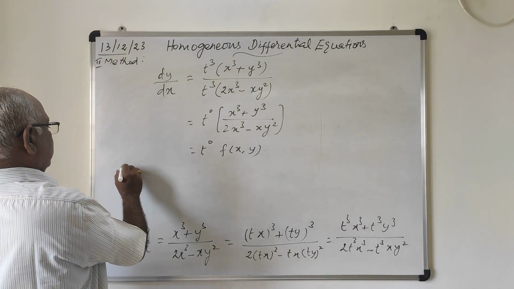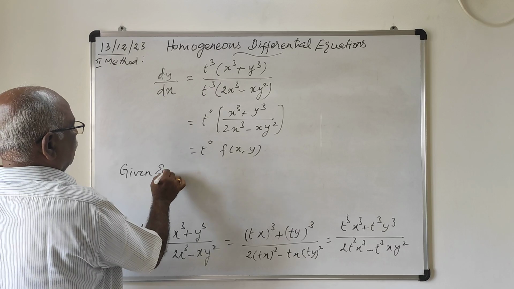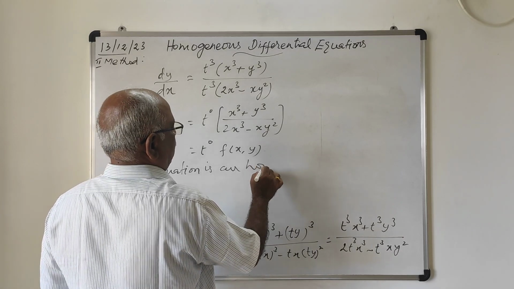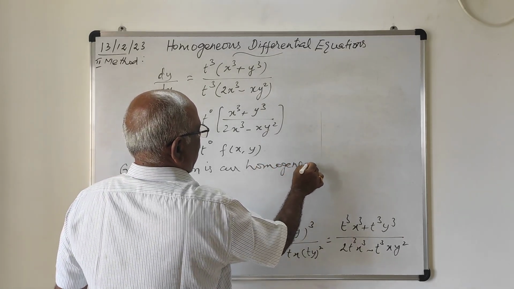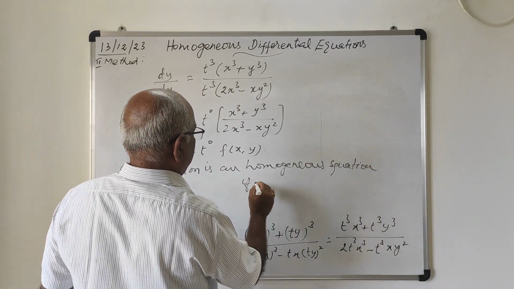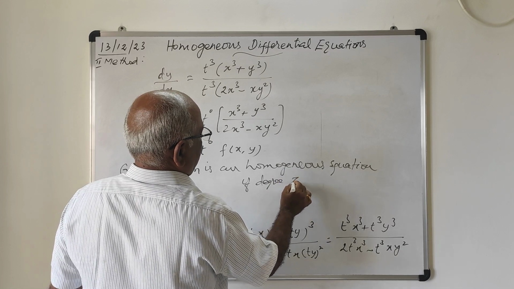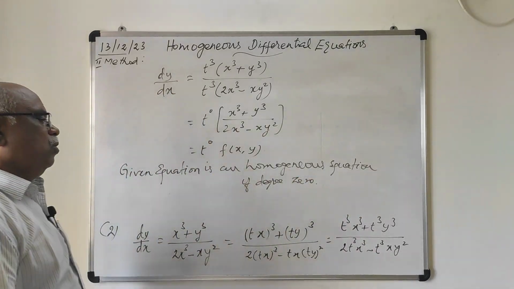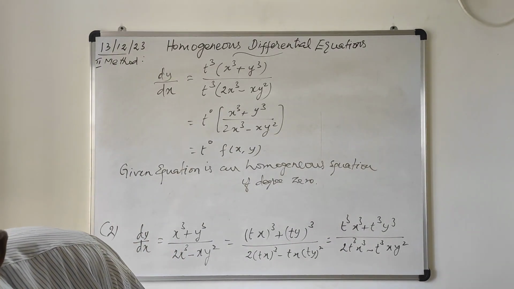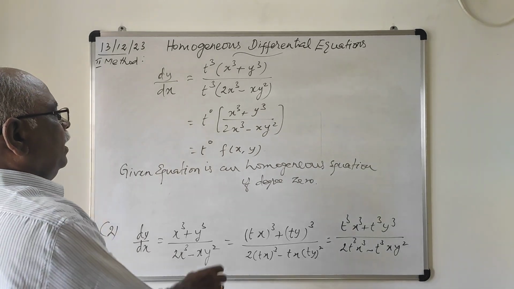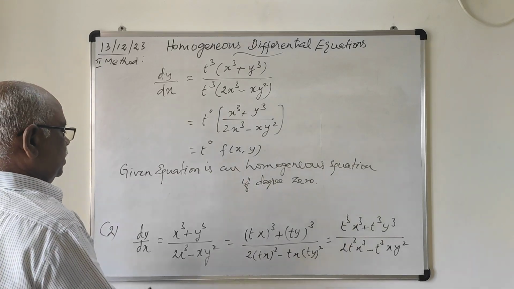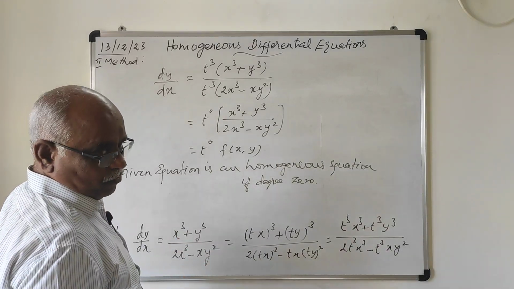The given equation is a homogeneous equation of degree 0. Therefore, you can find the second example also is a homogeneous differential equation. It's of degree 0. The first equation is a homogeneous equation of degree 2, we have seen.